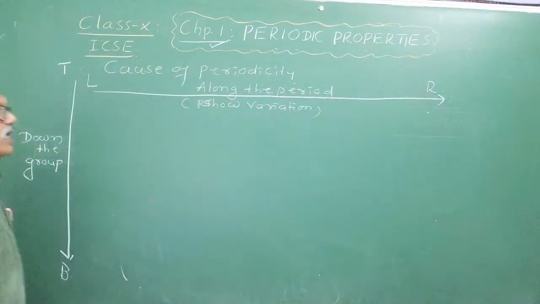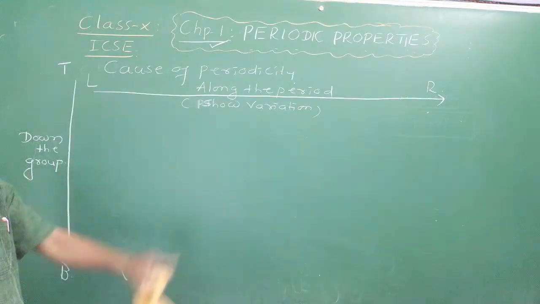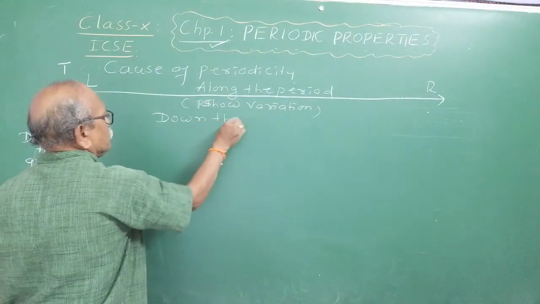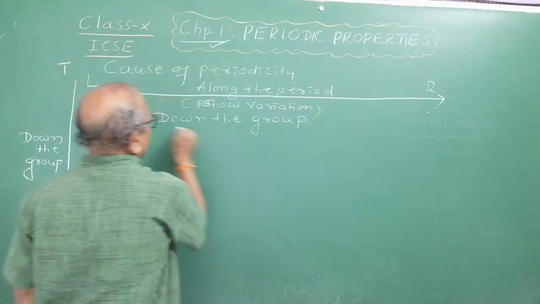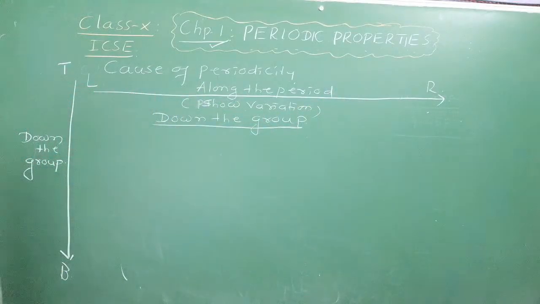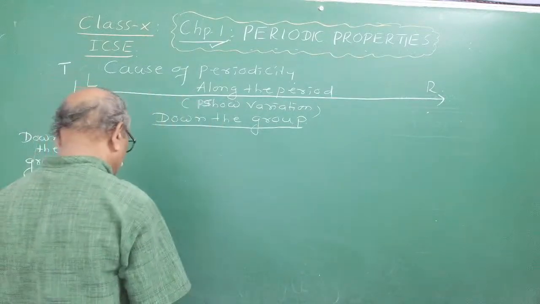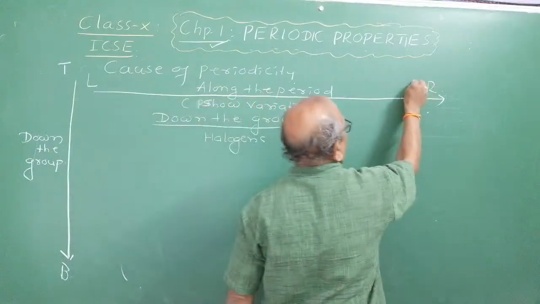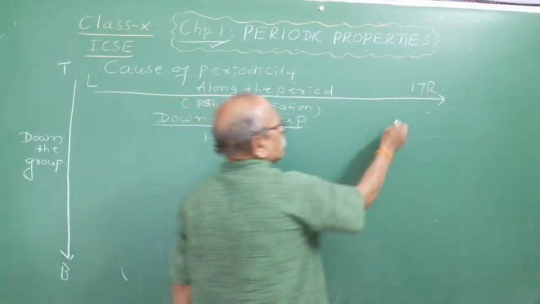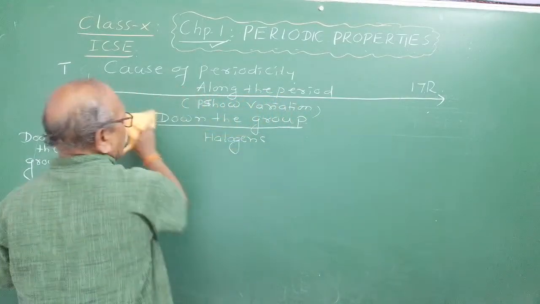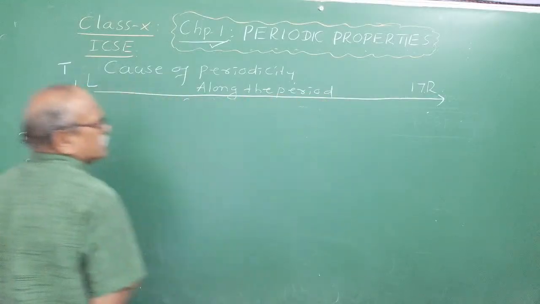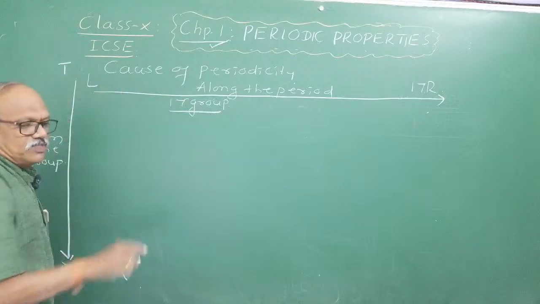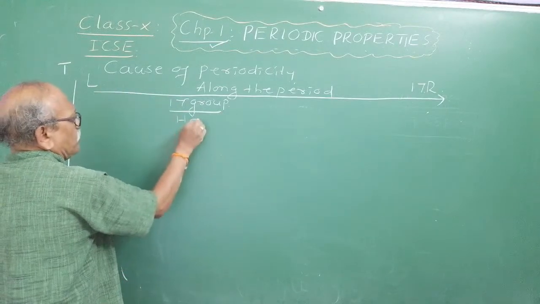Before we actually learn the cause of periodicity, we will try to understand it. First of all, I will take the example of down the group. In the ICSE syllabus, they have mentioned that with reference to halogens and alkali metals, you can study the periodicity. Let us take halogens. What are halogens? We discussed in the last class. Where are the halogens placed? Halogens are placed in the 17th group of the periodic table. With reference to the 17th group and group 1, as per the syllabus, we have to learn.